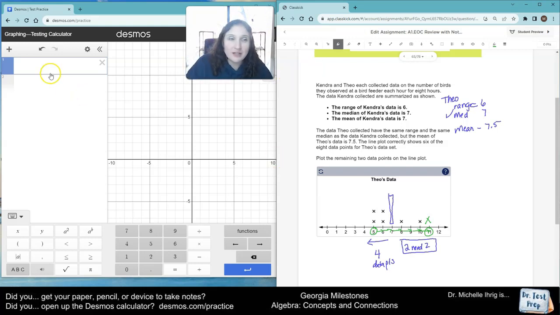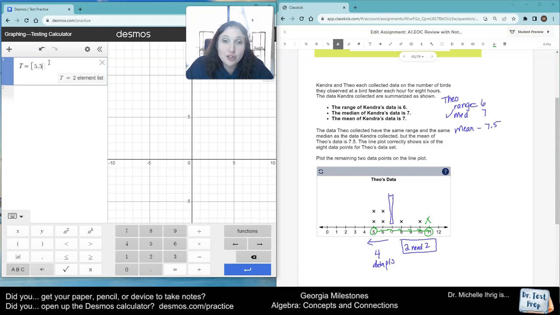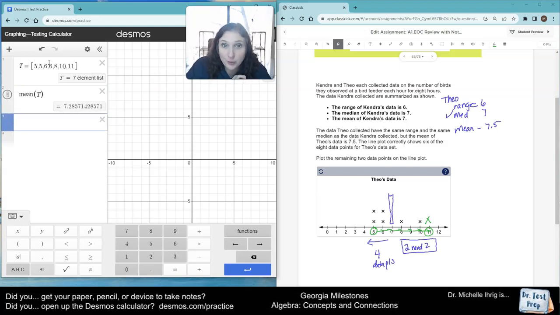This is one we're going to go over in here and use our calculator. So I'm going to put T for Theo, and inside I need to do an equal sign in my bracket, and I'm going to list 2 5s because there's 2 x's at 5. I'm going to list 2 6s because there's 2 x's at 6. I'm going to list 8, 10, and 11. So I know I need to have one more number. And I know that my mean has to be 7.5. So I'm going to write mean of T. Right now my mean is 7.2.